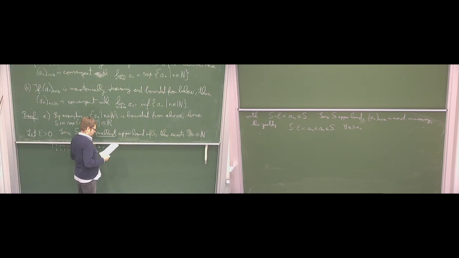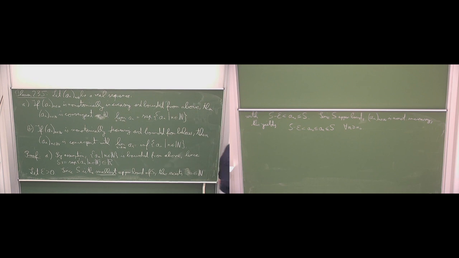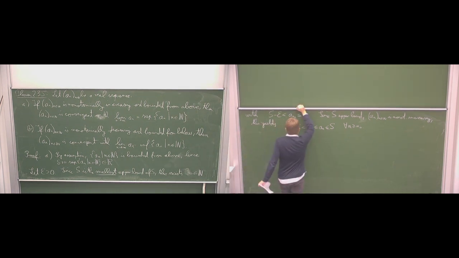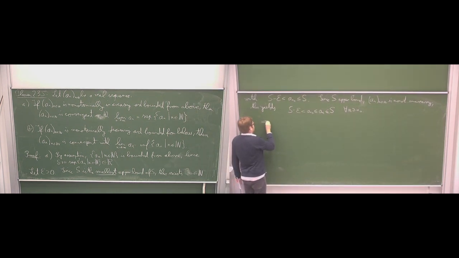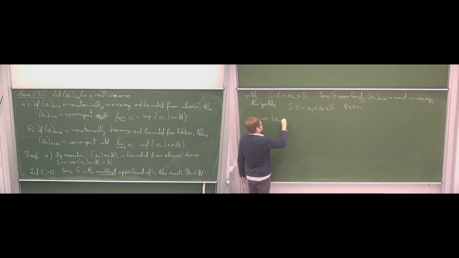And this we need to just write down formally. So what we need to show is we need to estimate this absolute value, the difference a_n minus S. But we've seen here that S is always bigger than or equal to a_n. So the absolute value of this is always given by S minus a_n.